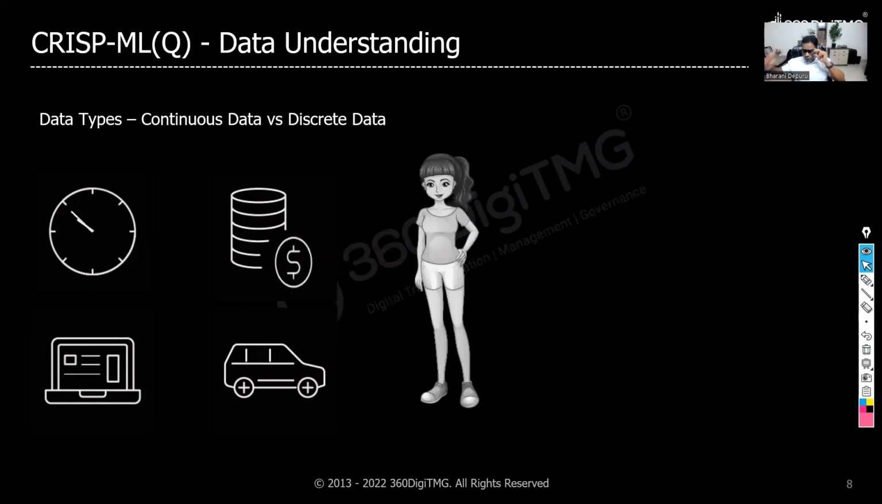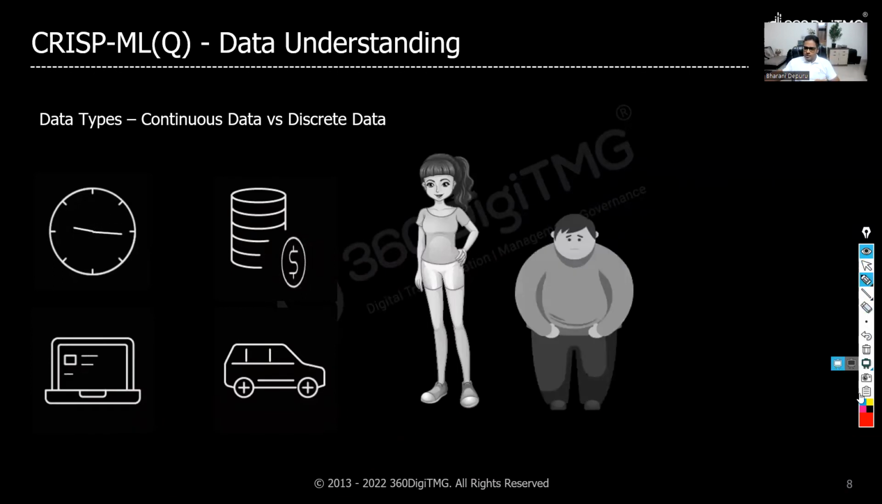Give a thought. What do you think would be the height of a person? If you were to measure the height of a person, do you think this would be continuous or discrete? Height can be 5.6, 5.86 inches, 5.75, and so on. You can represent height in decimal format. The moment you can represent any variable or data in decimal format, that becomes continuous data.